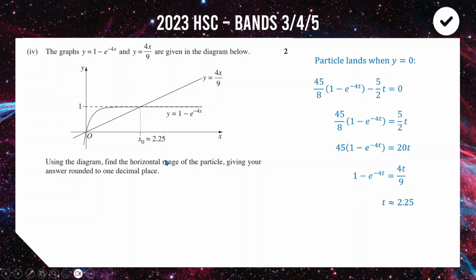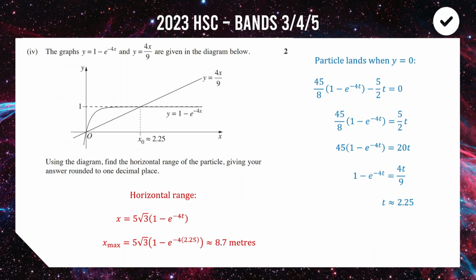If we want to find the horizontal range, we just want to find the x value of the particle when it lands. So we take our x equation established in part 3, we're going to let t equal 2.25, and that's going to get us our approximate maximum horizontal distance of about 8.7. Okay, so there you go.